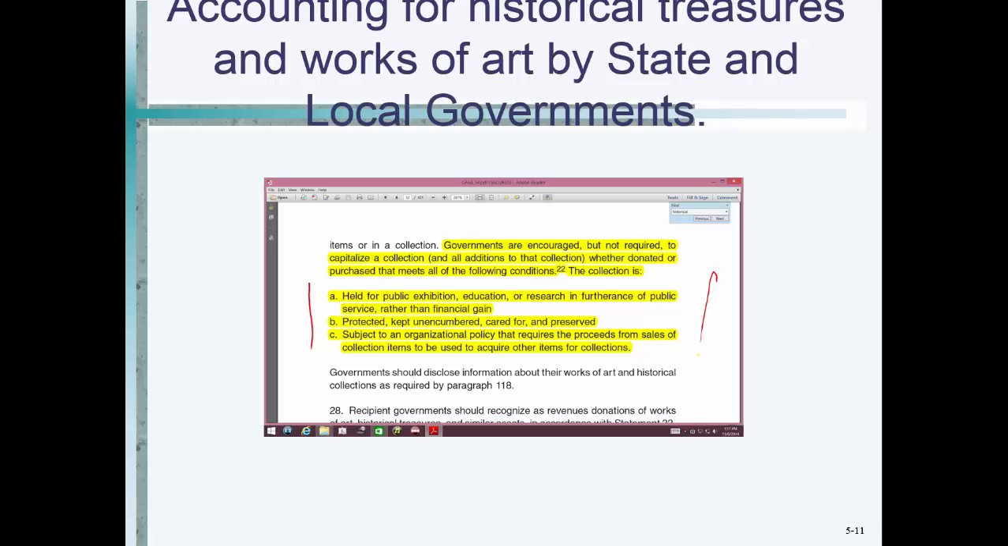1, the collection is part of a public exhibition. It is cared for, and the government is subject to the policy that if they sell one of those collection items, they have to use the proceeds to purchase other collection items. And if they meet all 3 of those criteria, then they are not required to keep those assets on their financial statement. They don't have to report them. Okay? 3 requirements, right? Got to meet all 3 of them. If you meet all 3 of them, then you don't have to put those assets on your balance sheet. Those historical treasures, works of art, whatever, okay?